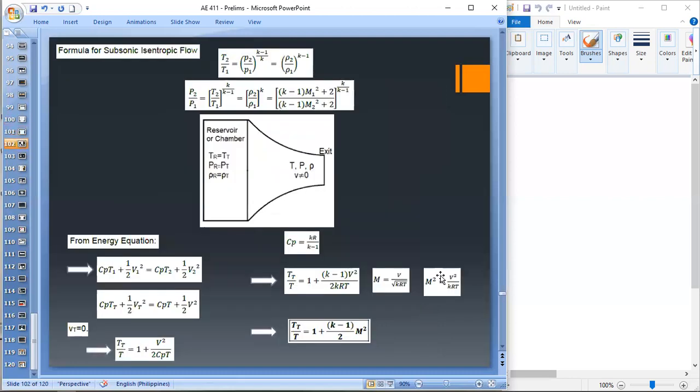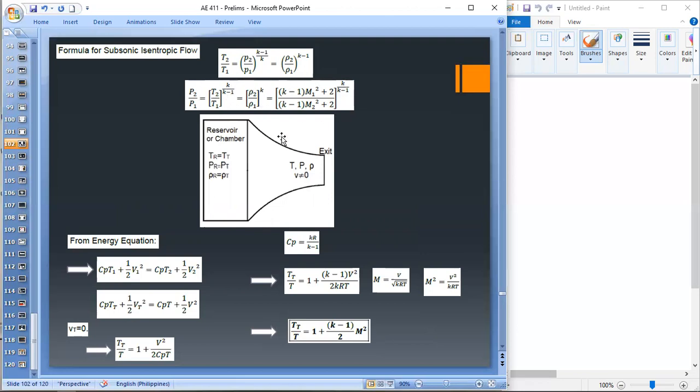Okay? So this is the relationship of our pressure, density, and temperature to the Mach number. From the formula for subsonic isentropic flow, we have T2 over T1 equals P2 over P1 raised to K minus 1 over K, in isentropic flow, which also equals rho 2 over rho 1 raised to K minus 1. So we can see here the relationship to the Mach number.